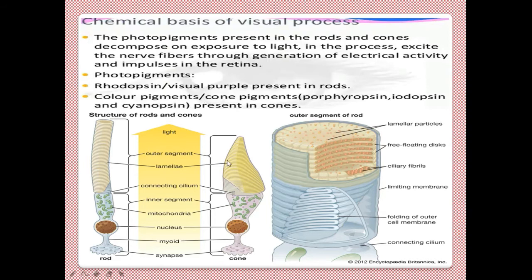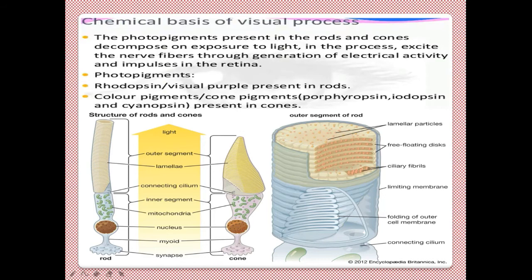In cone cells, there are color pigments or cone pigments like porphyropsin, iodopsin and cyanopsin. Three types of pigments are there in three different types of cone cells, that is blue, green, red. Porphyropsin, iodopsin and cyanopsin are present in the cone cells.